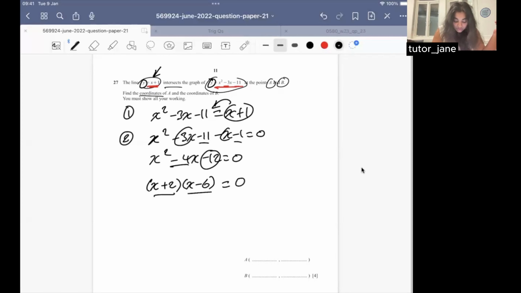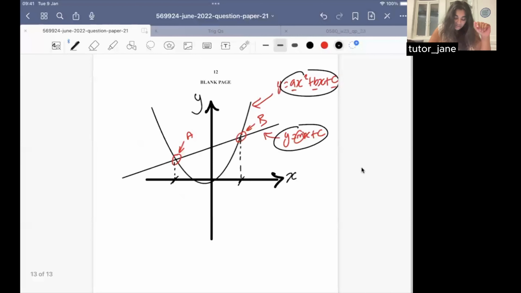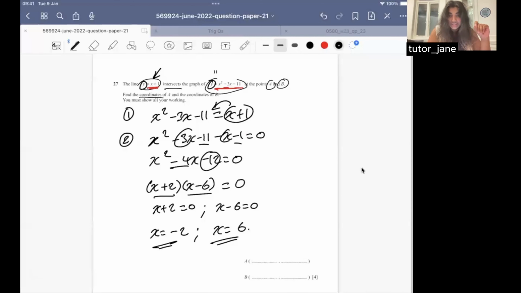So now that we've factorized our quadratic and made it equal 0, we can now solve both parts of our factorized expression. So we get x plus 2 equals 0, and we get x minus 6 equals 0. So therefore, x equals minus 2 and x equals 6. So now we've solved our quadratic for x. What we have now are the x coordinates of where these two graphs intersect. So in this case, our x values are minus 2 and plus 6.